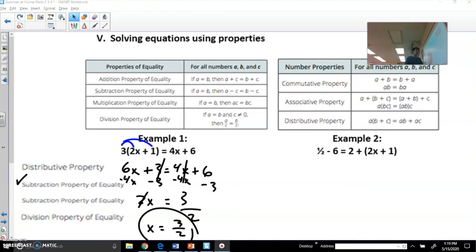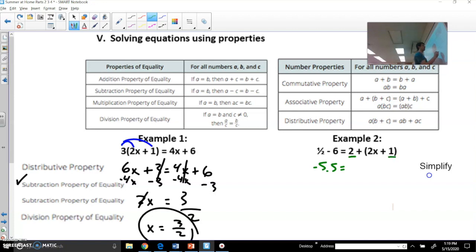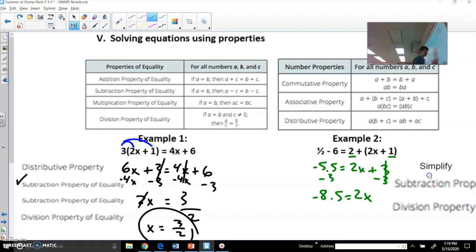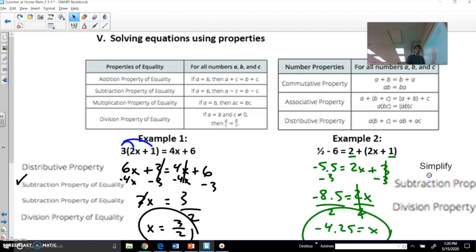So let's try one last one. First thing I want to consider is simplification. For example, 1/2 minus 6, that is negative 5.5. And I see 2 plus 1, that makes 3. So I want to do some quick simplification there. I want to use the subtraction property to combine the 3 and the negative 5.5 to get negative 8.5. And then, like the other problem, let's finish out by getting x by itself. Divide by 2 on the other side, and we get negative 4.25.